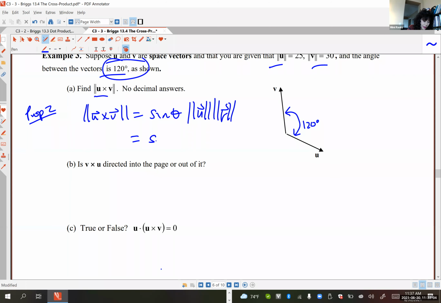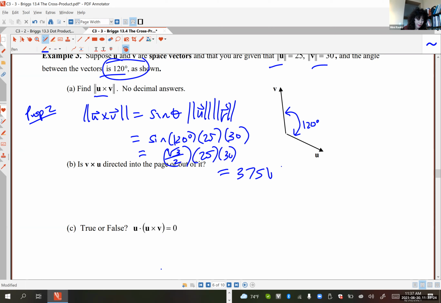I've got an angle. So they take the sine of that angle. And then I have the product of those magnitudes. And then the sine of 120 is, I think, square root of 3 halves. And then without the calculator, I got the magnitude is 375 square root of 3.